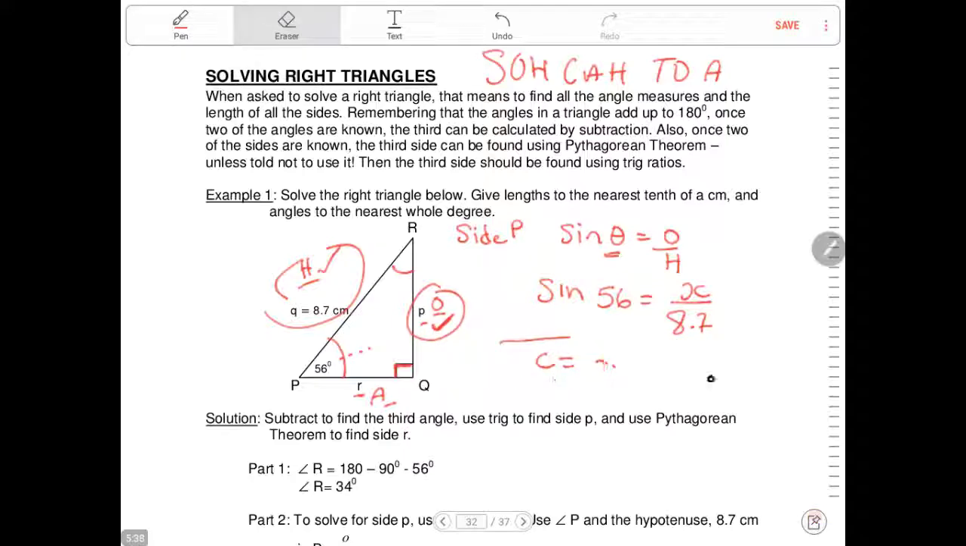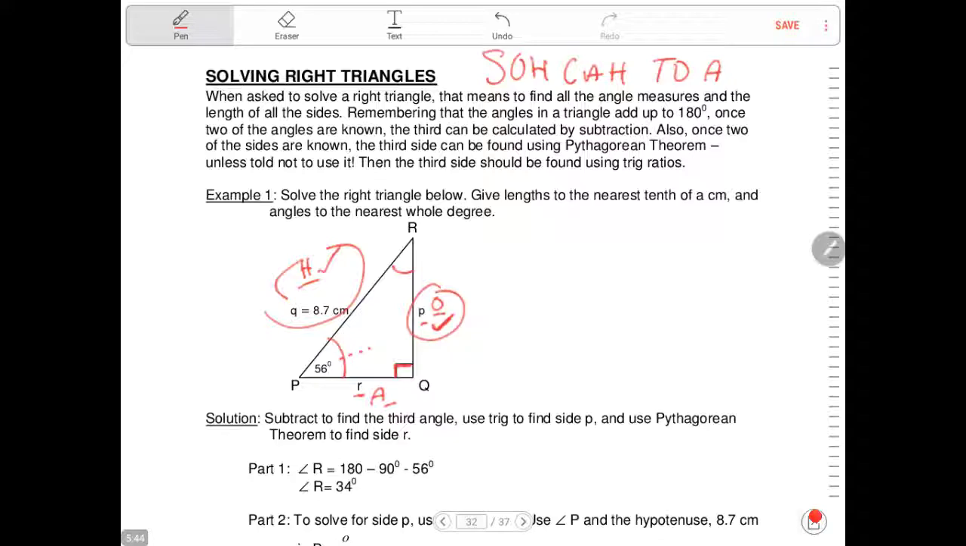Well, let me erase this. You might have to save some room there or write somewhere else. I'm now going to solve for side R. Okay, I'm going to start fresh. Let's label our sides. Hypotenuse. Opposite. And then this is going to be your adjacent. Okay, let's check it off here.